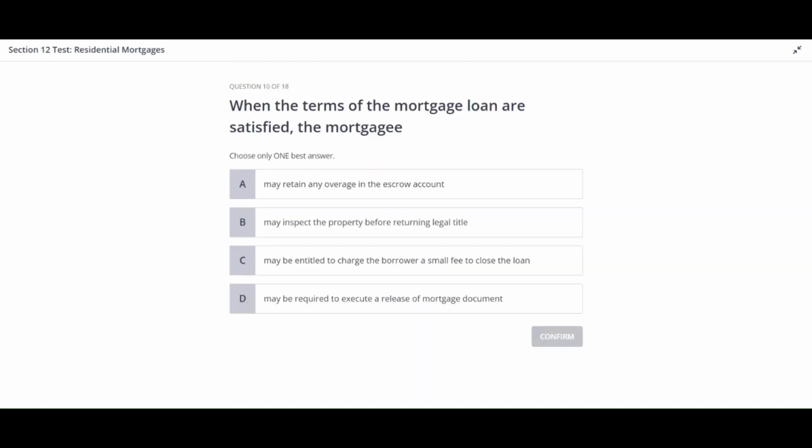Alright, question number 10. When the terms of the mortgage loan are satisfied, the mortgagee: A. may retain any overage in the escrow account. B. may inspect the property before returning legal title. C. may be entitled to charge the borrower a small fee to close the loan. D. may be required to execute a release of mortgage document. Go ahead and make your selection now.